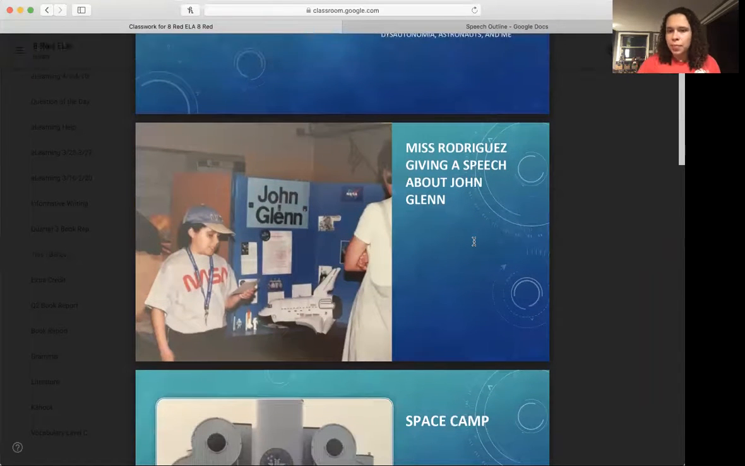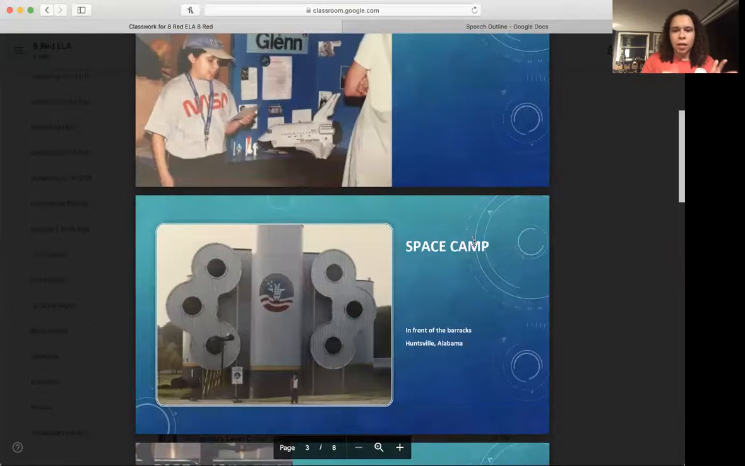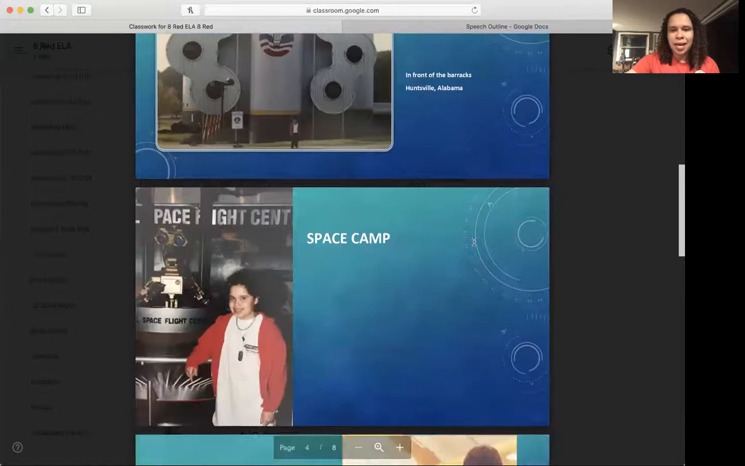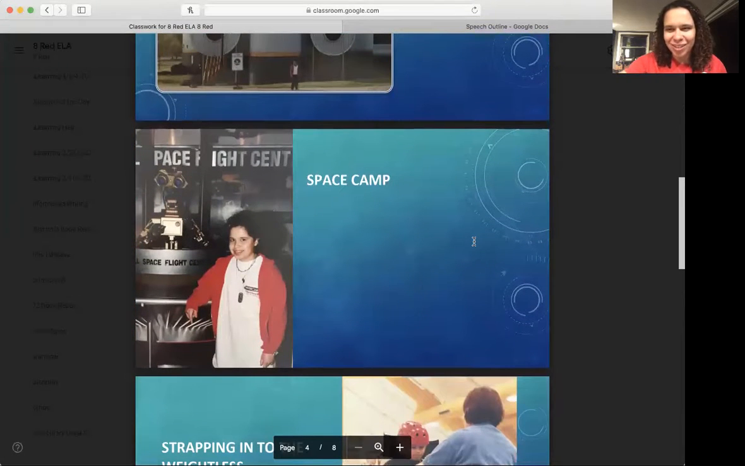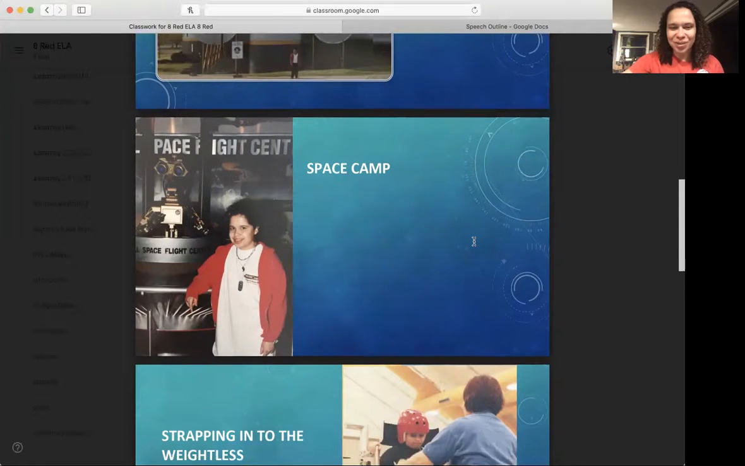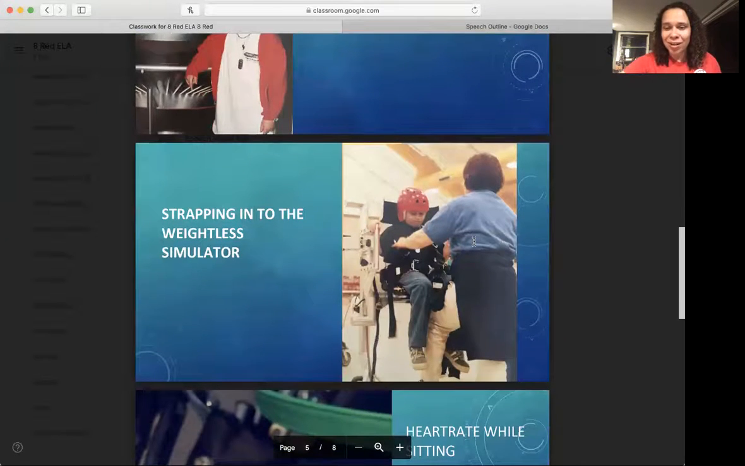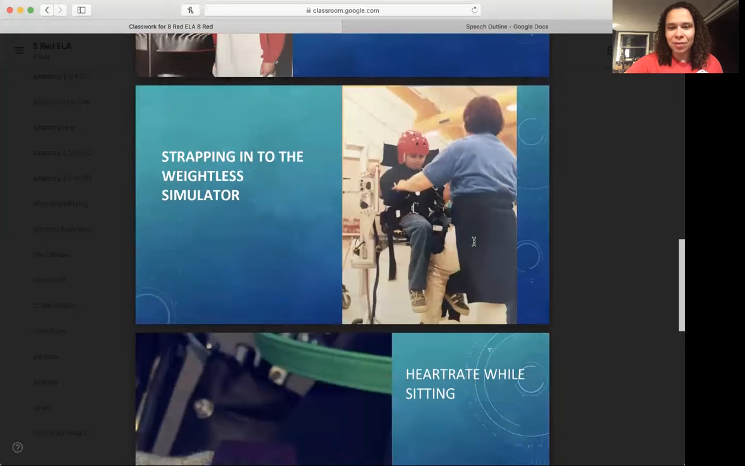I'm going to talk about space camp. You're going to see pictures of me at space camp. Yes, I was an awkward little child. Laugh all you want. I'm sure you all have embarrassing pictures of you as well. Here's another example of a weightless simulator that I did when I was at space camp.